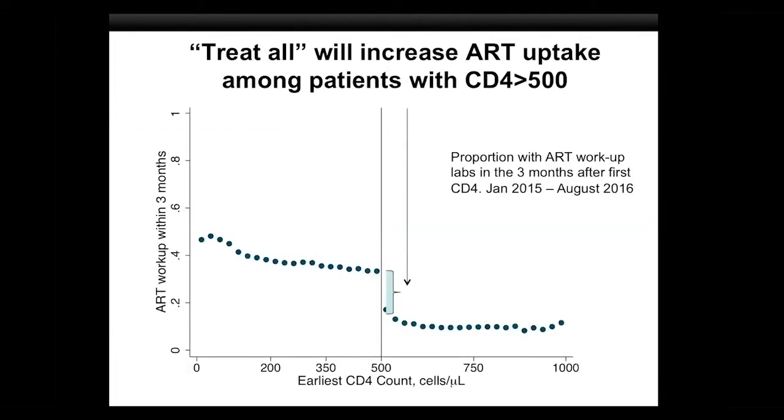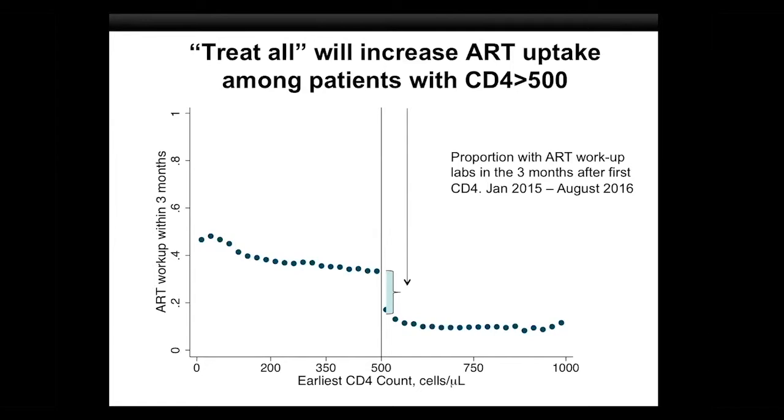This plot shows the relationship between first CD4 count and whether a patient proceeded to have a treatment lab workup. Before being initiated on treatment, there's a set of lab tests that are done to make sure that there are no adverse reactions. What you see here is that in the prior regime, before the implementation of this eligibility expansion, there was a significant discontinuity at 500, which was the prior eligibility threshold. So if you presented below 500, about 40% went on to a lab workup.